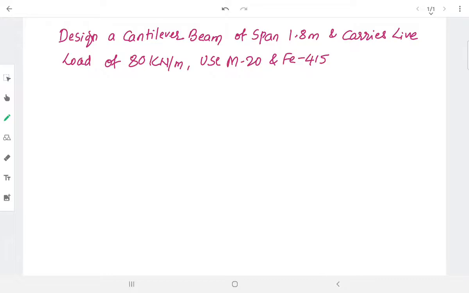Here it may be a doubly reinforced beam. Once we check Mu and Mu limit, we will come to know whether it is singly or doubly. Before that, as a first step, I will be writing the given data.